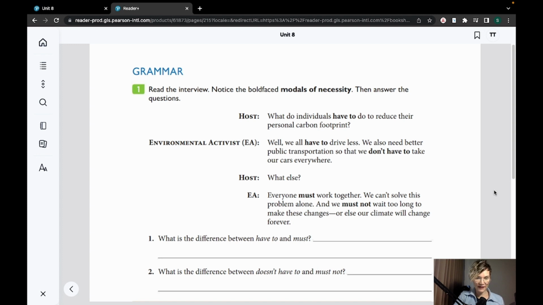Well, we all have to drive less. We also need better public transportation so that we don't have to take our cars everywhere. And what else? Well, everyone must work together. We cannot solve this problem alone, and we must not wait too long to make these changes, or else our climate will change forever. So what we can see here that shows the modals of necessity as have to, don't have to, must, and must not.